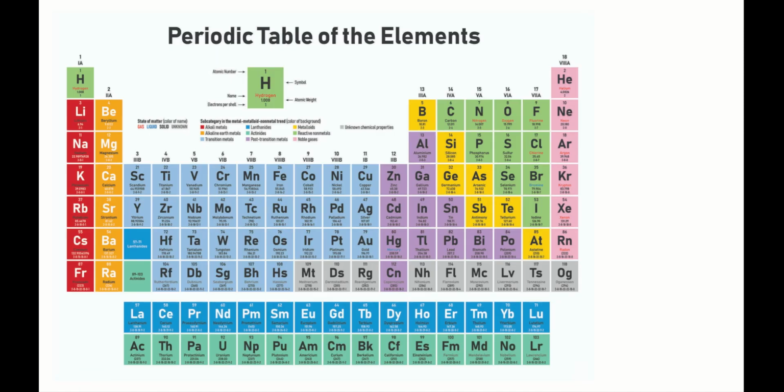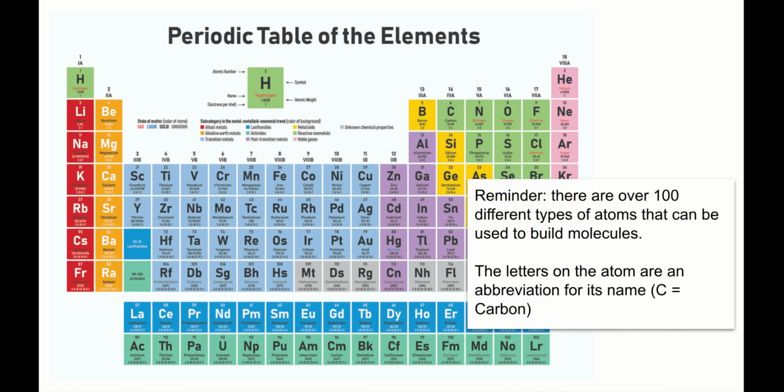Quick recap about atoms. You might have seen this before. This is the periodic table of the elements, and this shows us that there are over 100 different types of atoms that can be used to build molecules. The letters on the atom are an abbreviation for its name. For example, C stands for carbon. As you can see on this table, some of the abbreviations are a little unexpected, like W is the abbreviation for tungsten, but these are the scientific abbreviations that all scientists have agreed on to use to abbreviate the name of each atom type, otherwise known as the name of each element.